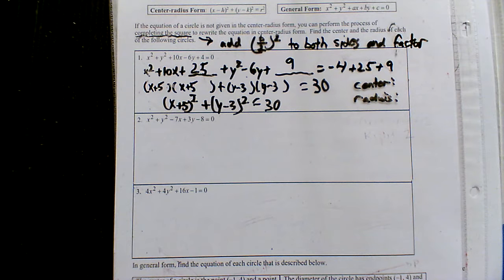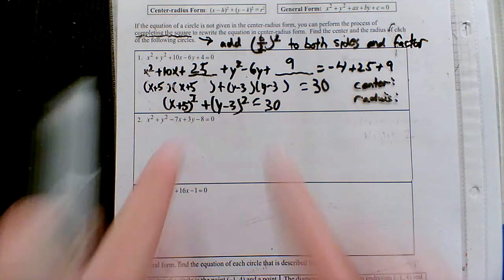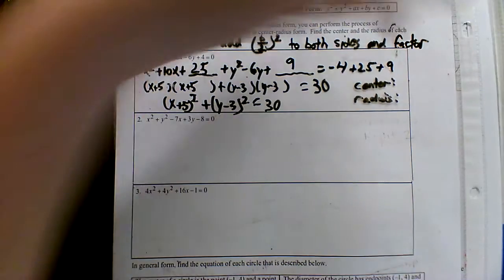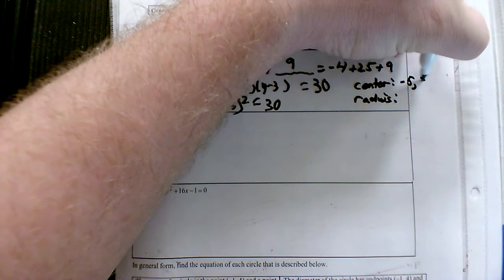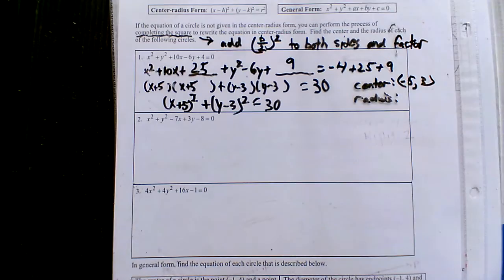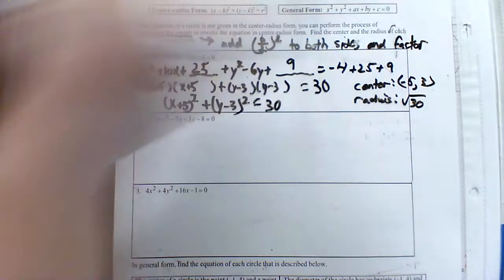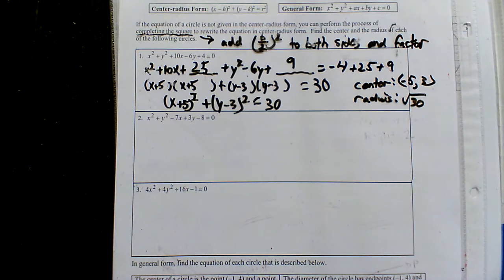All right, now that we have the center radius form, what is our center of our circle? So pretty much what we were doing on the front of the page now. We're looking at this form. What is the center? Negative 5, positive 3. And the radius is what? Marie? Yeah, square root of 30. And that's what they're asking for.